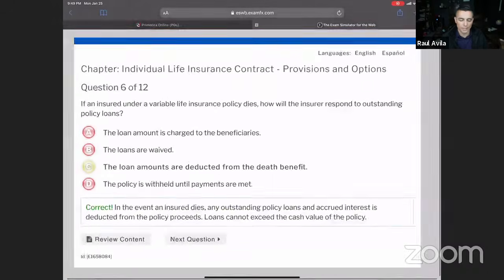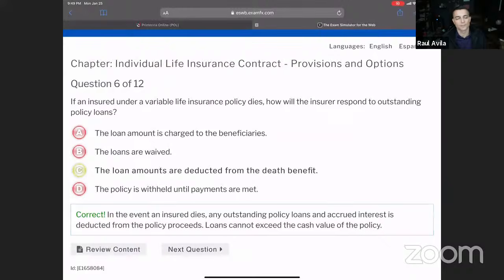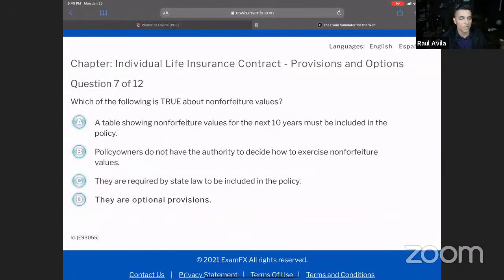That's crazy, right? It's their money. Why are you taking it away from the benefit amount? It's crazy. In the event the insured dies, any outstanding loans or accrued interest is deducted from the policy proceeds. Loans cannot exceed the cash value on the policy. Next one. We're almost done.